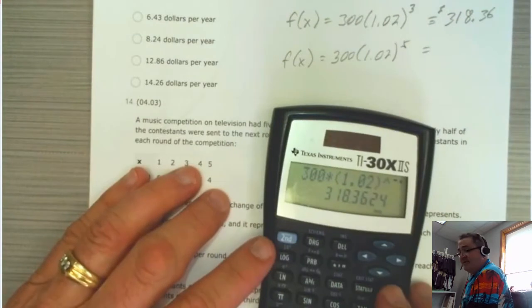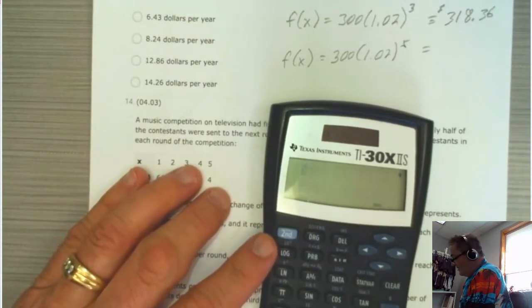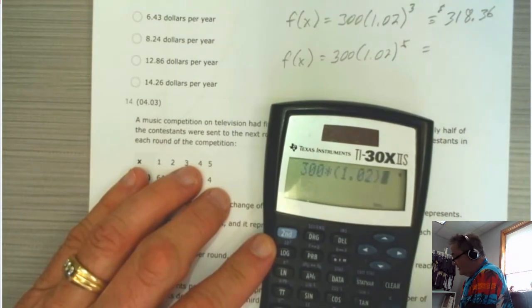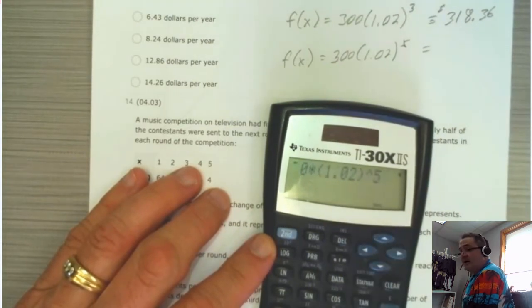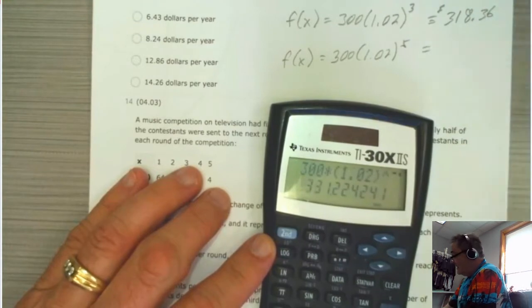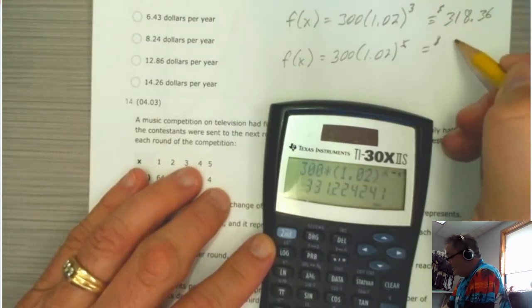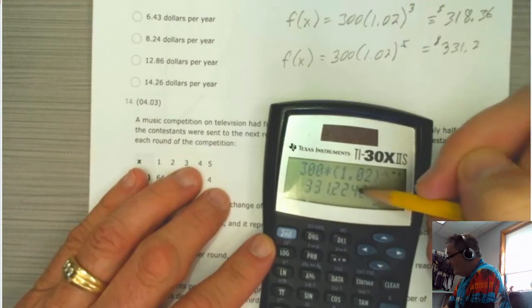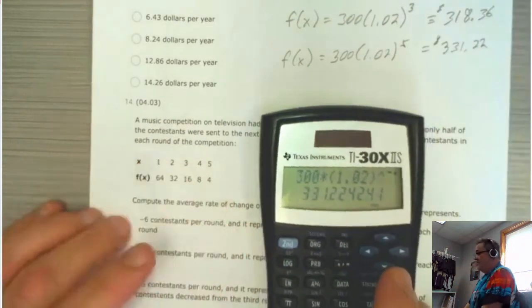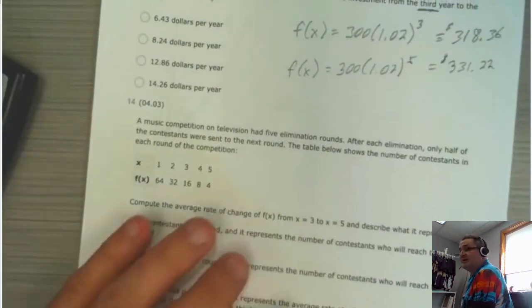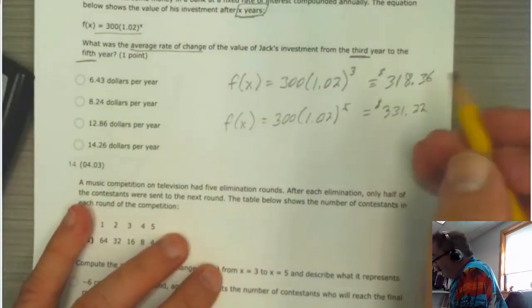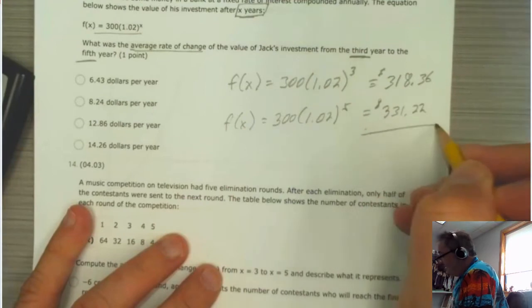What about at 5 years? So 300 times parentheses 1.02 parentheses to the 5th power, and that is 331.24, which rounds to 331.22. All right, so this is what it changed from the third year, 318. So we have to see how much that went up.